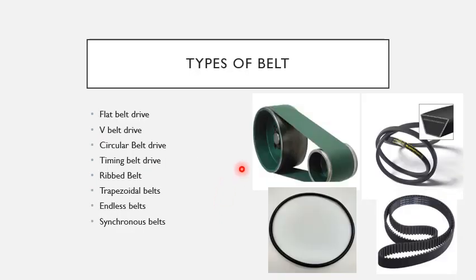So these are various types of belts. This is the flat belt, this is the V belt, this is the timing belt, and this is the circular belt. There are other belts also: rib belt, trapezoidal belt, endless belt, synchronous belts. I will explain some of these in the later slide. This is also called the timing belt, and this is called the V belt.